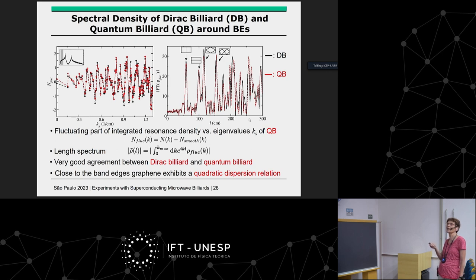And here I compare length spectra obtained by Fourier transforming this fluctuating part, and then you get peaks at the length of periodic orbits. You take your eigenvalues, you compute this fluctuating part of the spectral density, you do a Fourier transform, and then when you plot the absolute value versus length, so this is the Fourier transform from wave number k to length l, you get these length spectra, and all these peaks correspond to periodic orbits. Martin spoke about that, and I also spoke about it in the quantum chaos lecture. So around the band edges, we find very good agreement between the properties of the Dirac billiard and the corresponding non-relativistic quantum billiard.